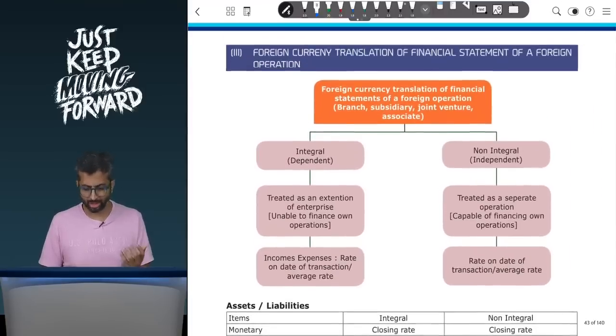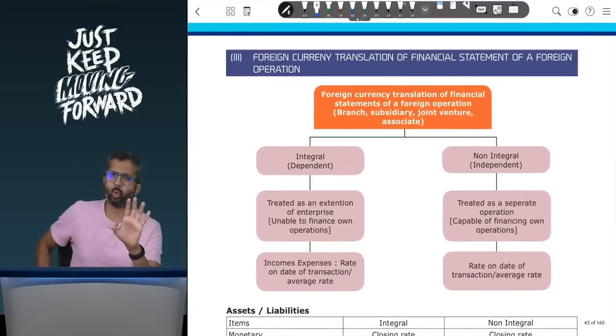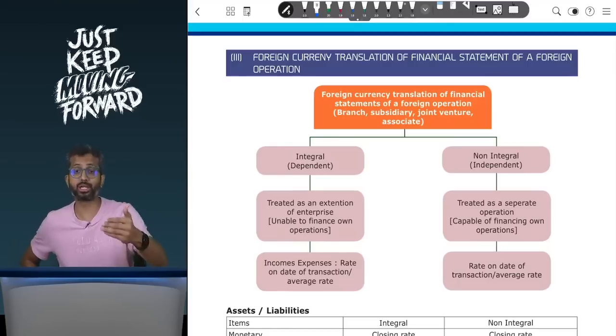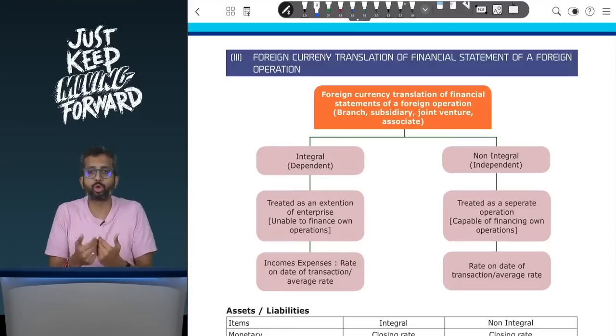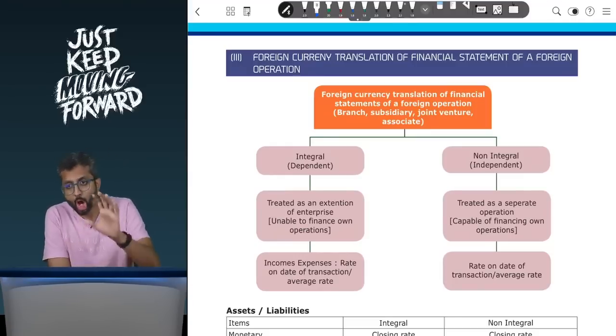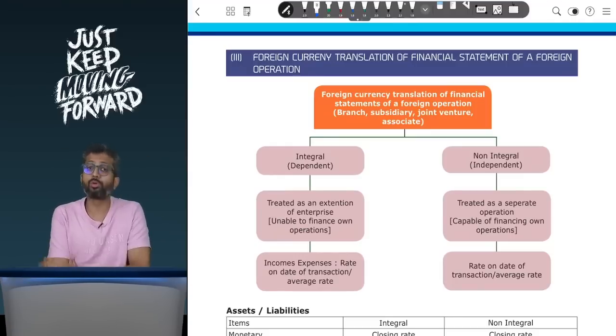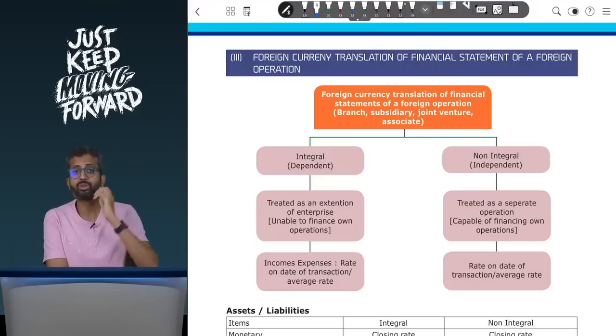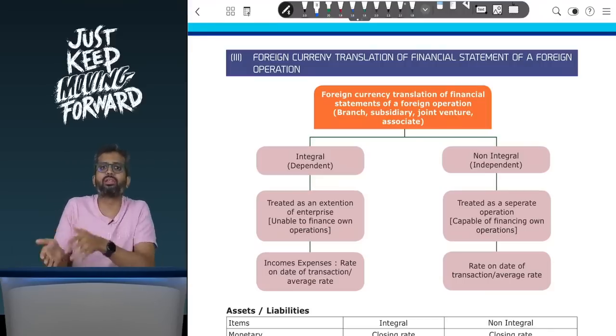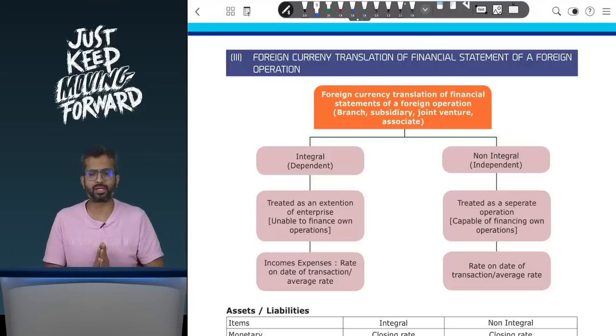Now you have a foreign currency translation. What we discussed till now pertains to transactions where there is an import of goods, export of goods, loan taken, loan given, etc. However, what if you have a foreign branch? What if you have a foreign subsidiary? In which case, at what rates will you translate their trial balance to prepare your full and final balance sheet?